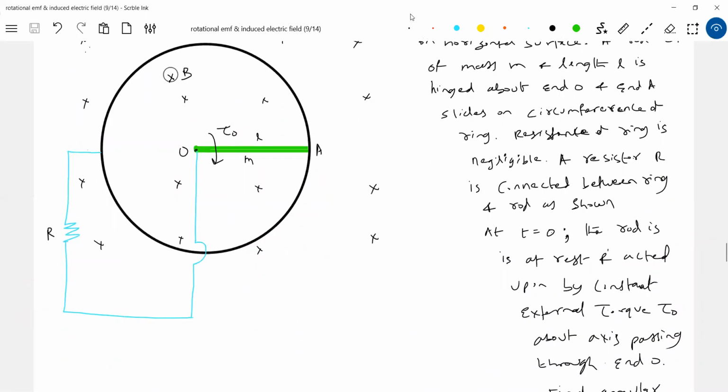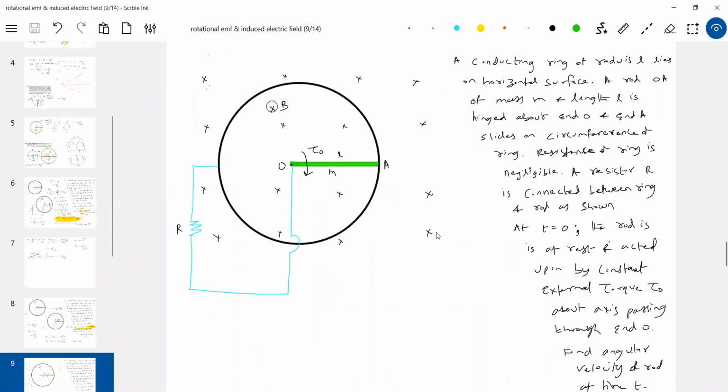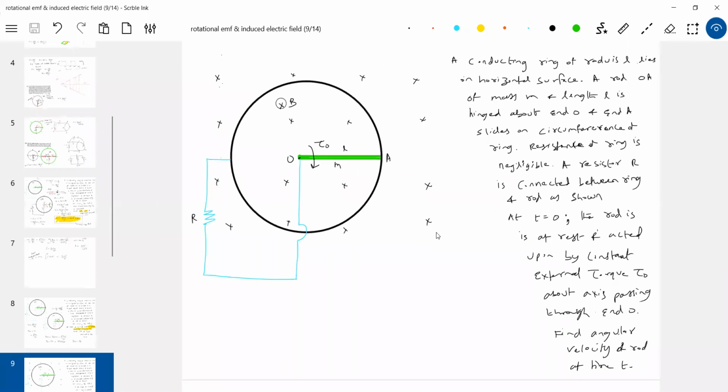And now I'm directly bringing in a torque. It's a test. Complete thing is there. Read the question. Find the angular velocity of the rod at time t.